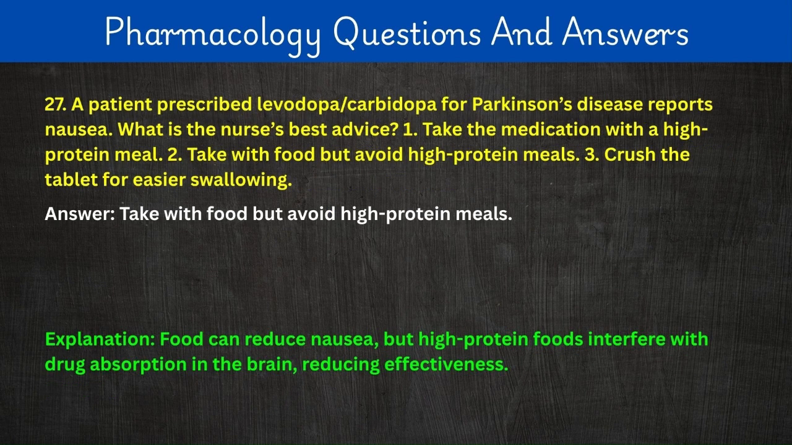27. A patient prescribed levodopa/carbidopa for Parkinson's disease reports nausea. What is the nurse's best advice? 1. Take the medication with a high-protein meal. 2. Take with food but avoid high-protein meals. 3. Crush the tablet for easier swallowing. Answer: take with food but avoid high-protein meals. Explanation: food can reduce nausea, but high-protein foods interfere with drug absorption in the brain, reducing effectiveness.